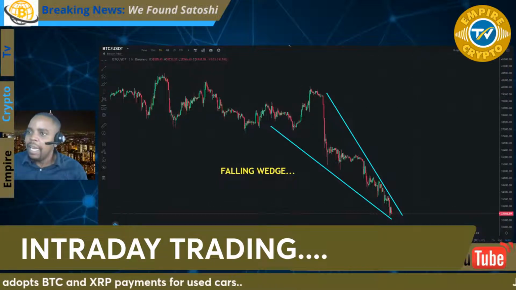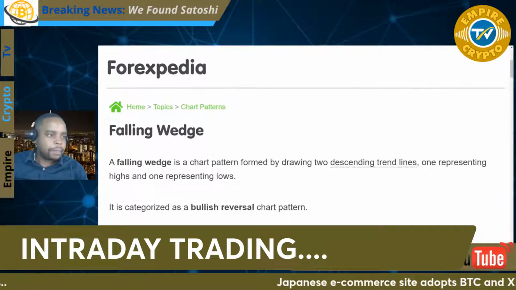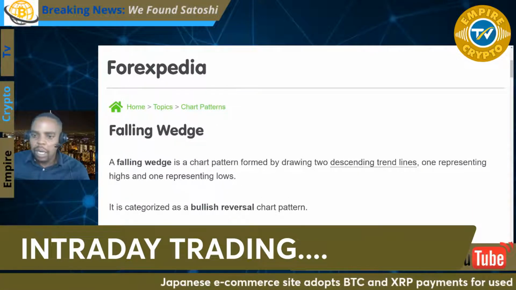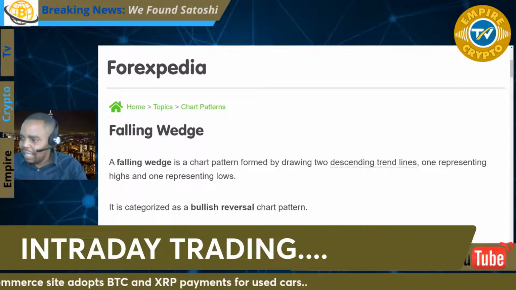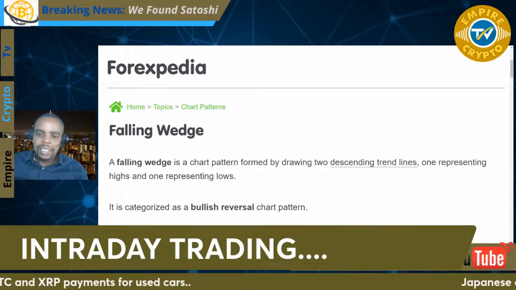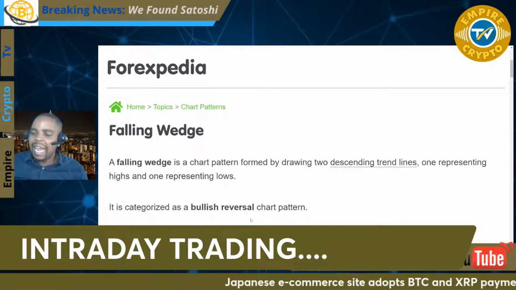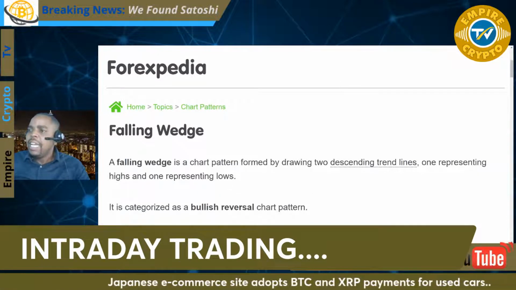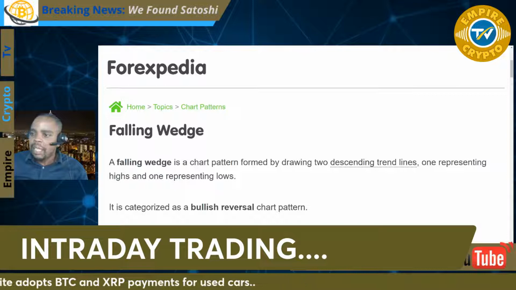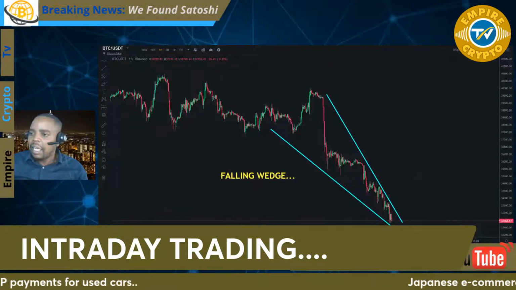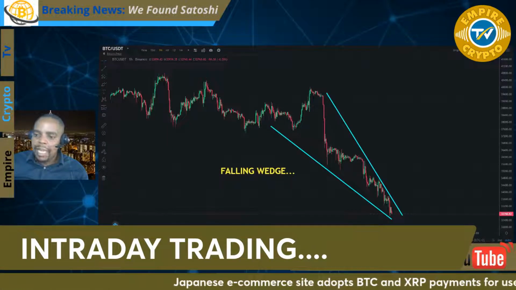Okay, let us just read a little bit about falling wedges, just a small, basic understanding about this repetitive pattern, which is quite well known by traders. A falling wedge is a chart pattern formed by drawing two descending trend lines, one representing the highs and one representing the lows. It is categorized as a bullish reversal chart pattern. So now you can say, okay, there's information that tells you that it could be a bullish reversal here.